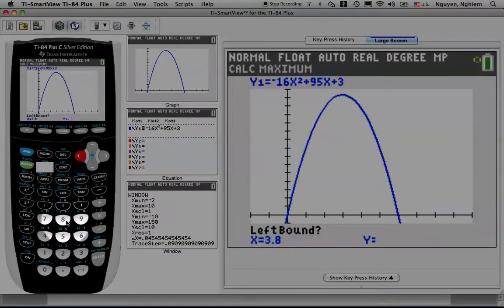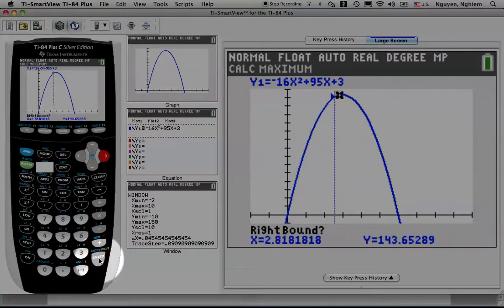and just move my cursor. You can see me here pushing the left button. Move my cursor a little bit to the left, move it a little bit to the right, and then taking a good guess on roughly where it's going to land. And so the maximum is about 2.968, so basically 2.97 and 144.